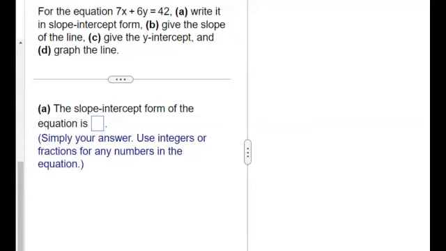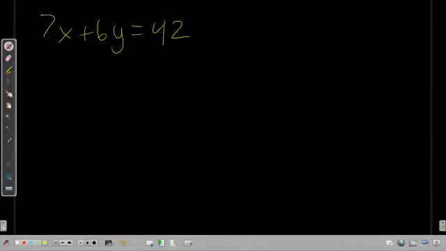All right. 7x plus 6y equals 42. Same objective. Write it in slope-intercept form. Tell me the slope. Tell me the y-intercept. Okay. You could solve this for y. You could subtract over the 7x. You could divide both sides by 6. It would be solved for y.